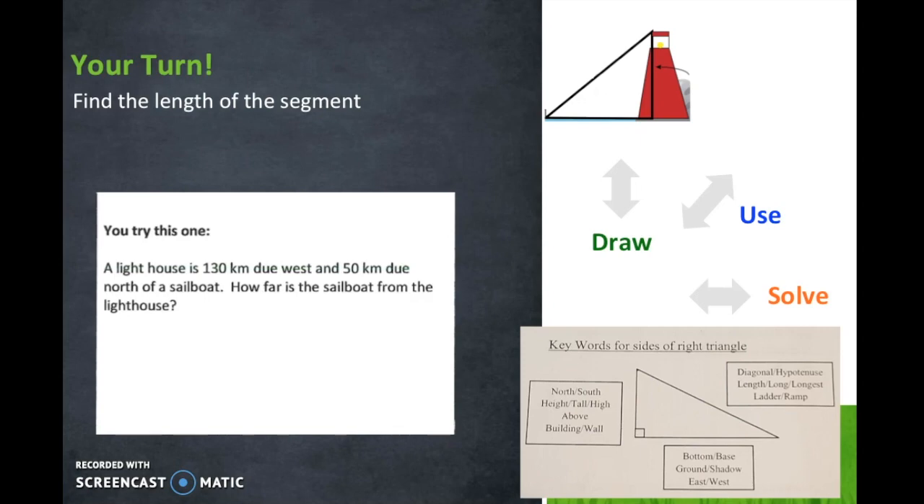The problem reads, a lighthouse is 130 kilometers due west and 50 kilometers due north of a sailboat. How far is the sailboat from the lighthouse? So let's extract some information. 130 kilometers due west, and if I look at my chart, the west is my base and my bottom. So I create that picture. So it's 130 kilometers, and it says 50 kilometers due north. So I look at my keywords and create my picture. It's 50 kilometers due north. How far is the sailboat from the lighthouse?